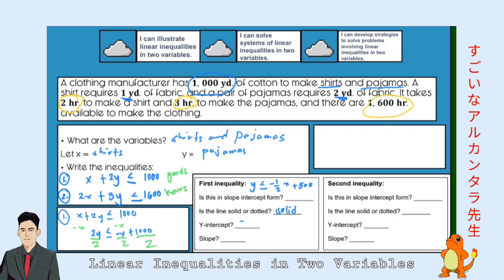The y-intercept is 500, something that can be found at 0, 500. And the slope is negative 1 half. Rise being negative 1 and the run being 2.